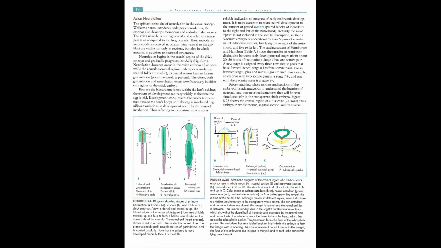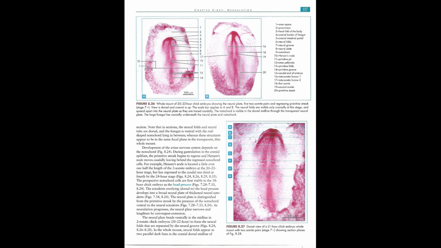Before studying whole mounts and sections of the embryo, it is advantageous to understand the location of neuronal and non-neuronal structures that will be seen simultaneously in the transparent chick embryo. Figure 8.25 shows the cranial region of a 6-somite, 24-hour chick embryo in whole mount, sagittal section, and transverse section. Note that in sections, the neural folds and neural tube are dorsal, and the foregut is ventral with the rod-shaped notochord lying in between, whereas these structures appear to be in the same focal plane in the transparent, thin whole mount.